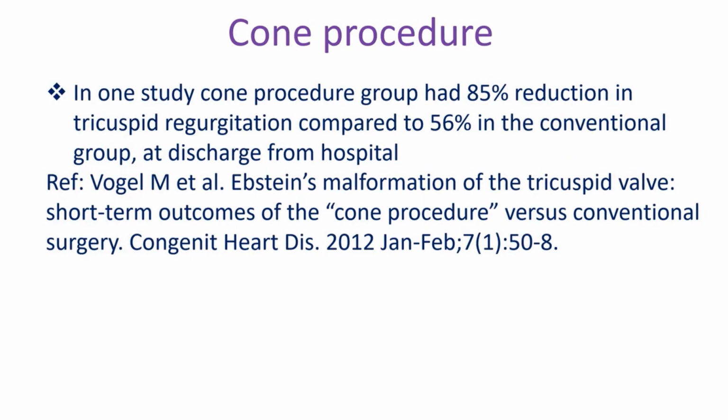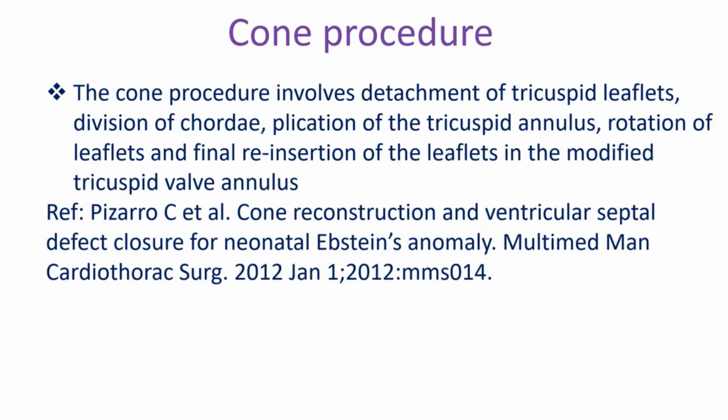In one study, the cone procedure group had 85% reduction in tricuspid regurgitation compared to 56% in the conventional group at discharge from hospital. The cone procedure involves detachment of tricuspid leaflets, division of chordae, plication of the tricuspid annulus, rotation of leaflets, and final reinsertion of the leaflets in the modified tricuspid valve annulus.